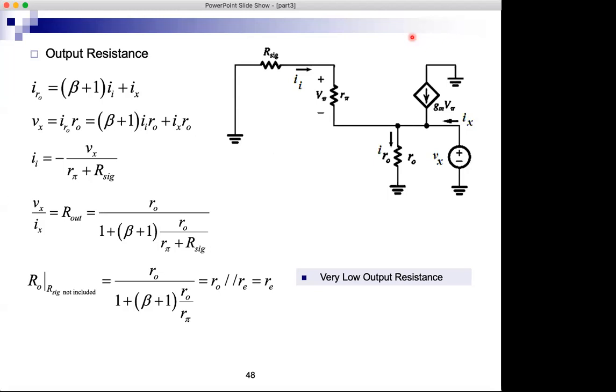But common collector has, in some cases, you need a very small output resistance for your amplifier. And this is where the common collector has an advantage over any other amplifier, including common drain. So the gain in the two cases, for MOSFET and BJT, and common drain and common collector, is less than 1.